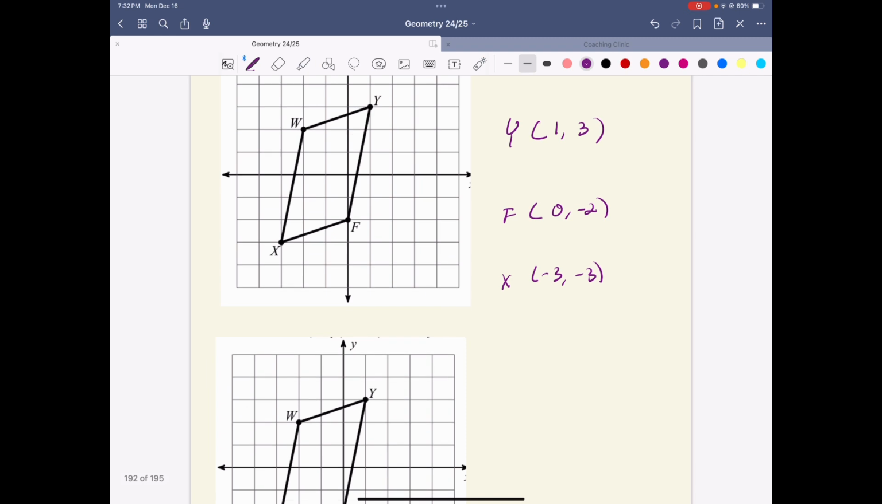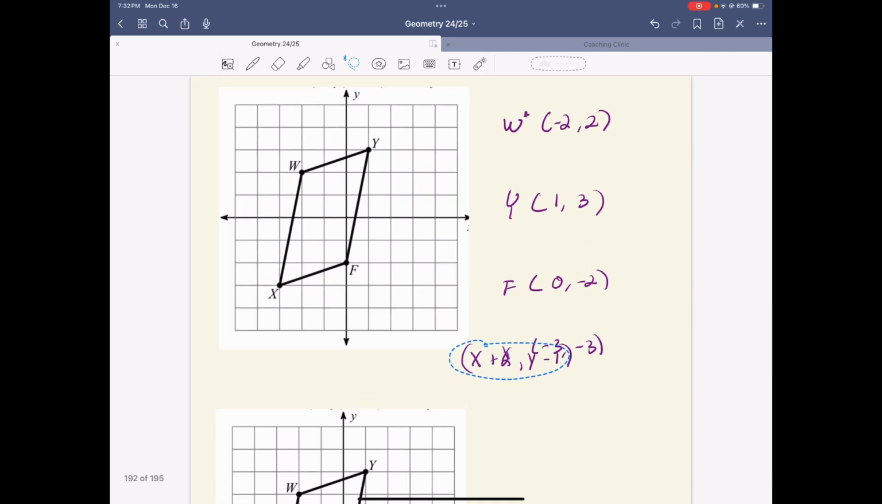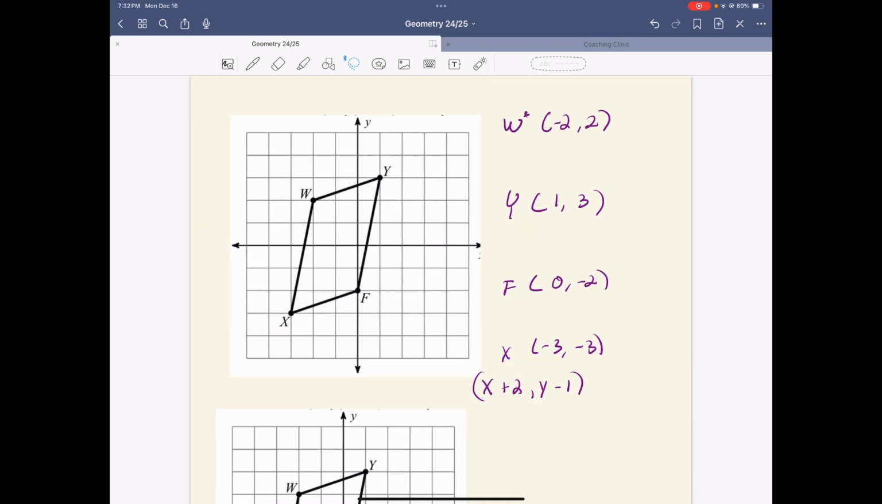And we are going to translate this. Let's go x plus 2 and y minus 1. That's going to be our translation. Okay, so we'll do the translation in a different color. So I'm going to add 2 to my x value, and I'm going to subtract 1 from my y value.